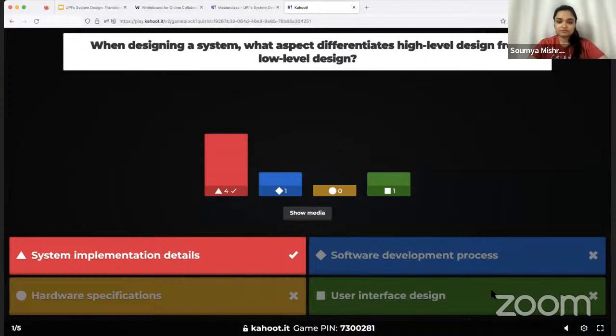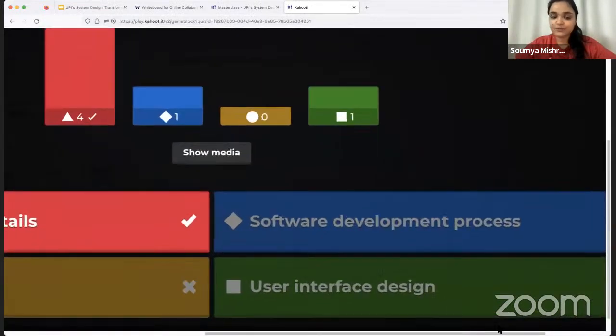See, only 4 people got it correct, but okay, no problem. Saidin, you just need to click on the answer which you think is the correct answer, and that will be logged, okay? Yes. So system implementation detail is the difference between high level and low level system design. In high level system design, the system is not very detailed. In low level system design, it is much more detailed, right?